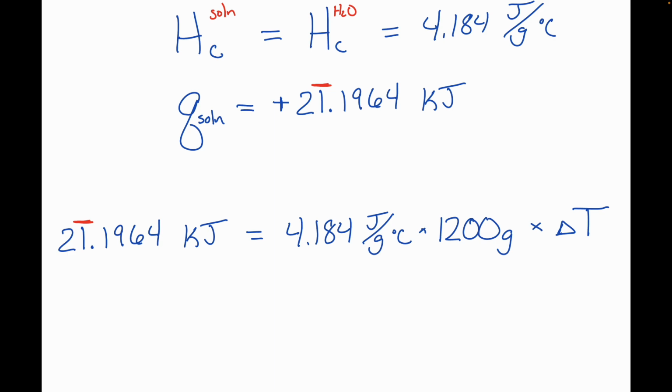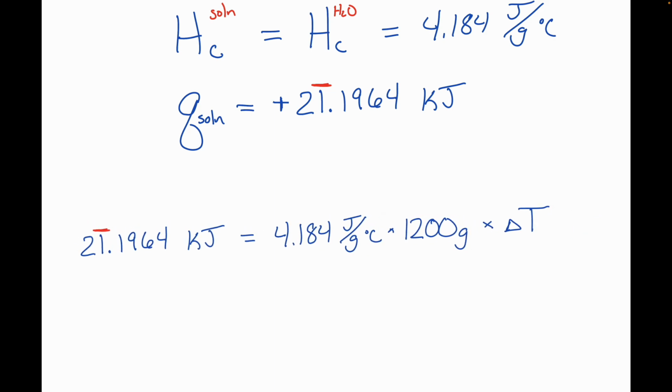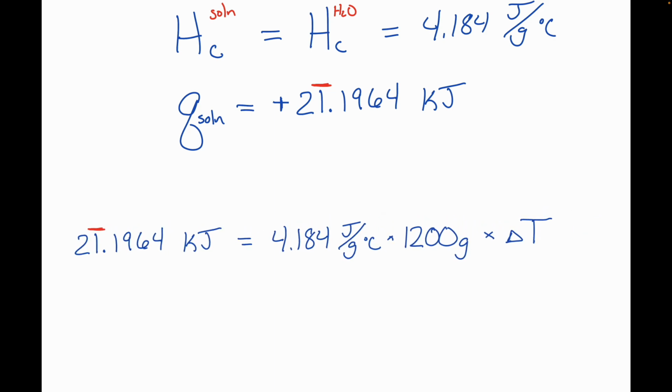All right, so I have my Q solution. That positive 21.1964 kilojoules is equal to my heat capacity, that 4.184 joules per gram degree Celsius, times the mass, which was 1200 in our problem, times what I'm trying to solve for, that delta T. All right, but before I can do anything, I got a units problem here.